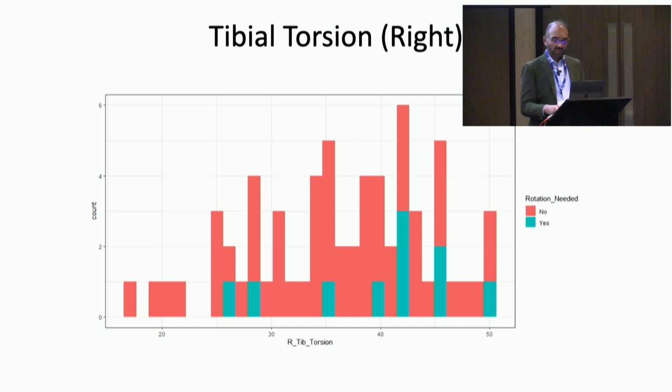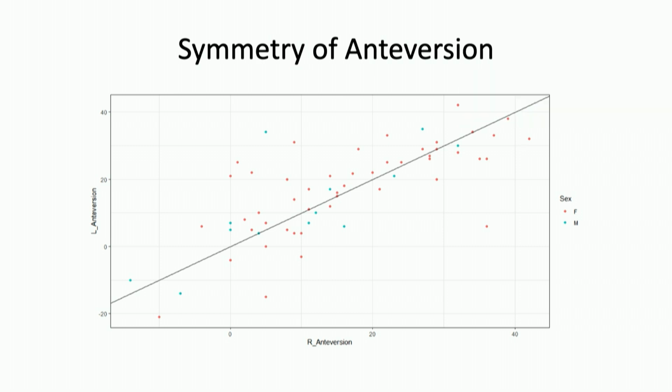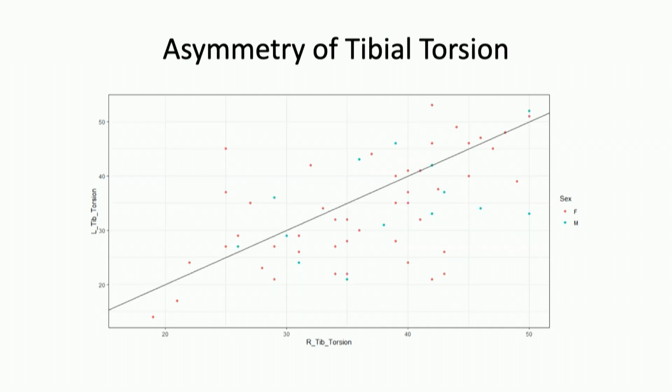Okay, coming on to symmetry of anteversion. Generally, if you had one hip that had anteversion, the other one would have it as well, so it's quite symmetrical. The tibia, however, isn't quite the same pattern. So this is another thing: is there another etiology behind tibial torsion which is different to femoral torsion? And that's something that we can look at.